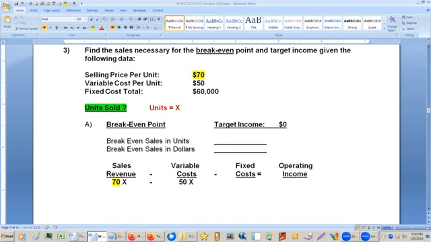And again, we don't know how many units it's going to take to break even, so we'll just put an X in there. And fixed costs are always just the same. And at break even, our income is 0.